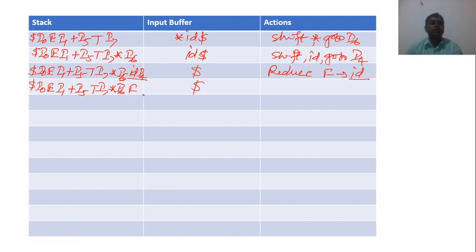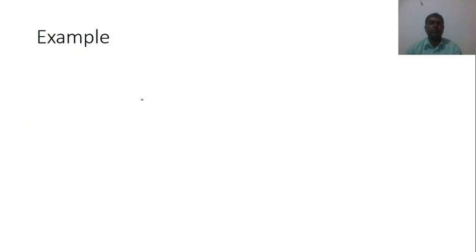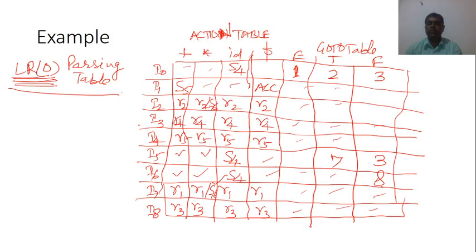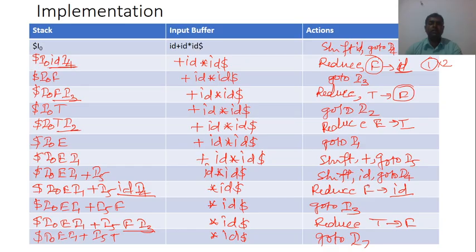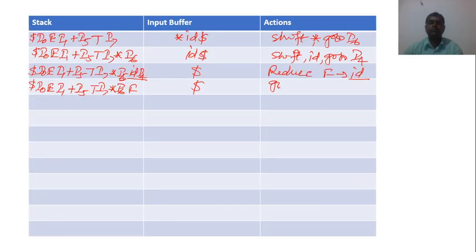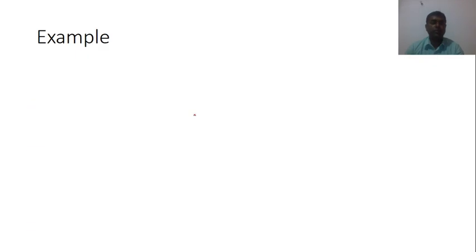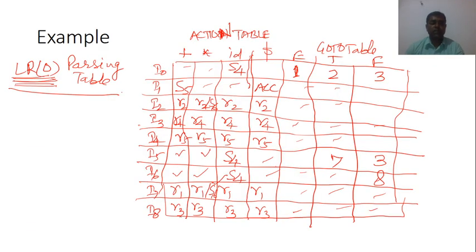Now I6 F, I6 row F column, that is what? 8. That means go to I8. So now it becomes $ I0 E I1 + I5 T I7 * I6 F I8 and $. Now I8 dollar, that is what? R3, reduced by the third production.